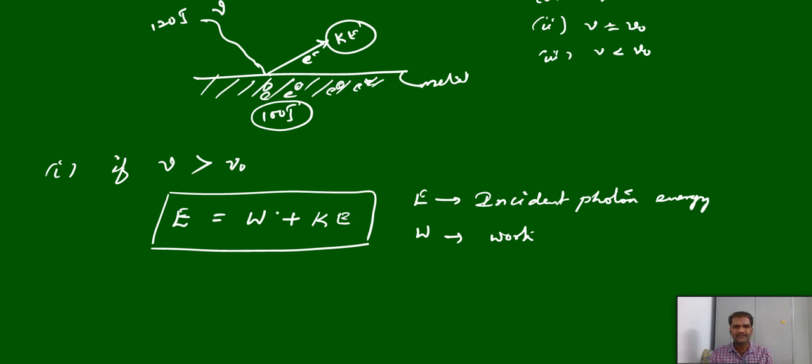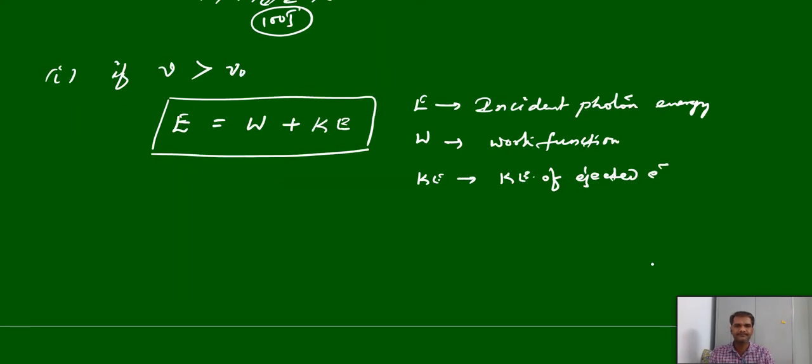We can represent this with phi also. Here I have taken W, you can take any one. And K is the kinetic energy of the ejected electron. This is Ke, the kinetic energy of the ejected electron. Now, what is E according to Planck's theory? We know that E equals h nu, where nu means the frequency of the incident radiation.